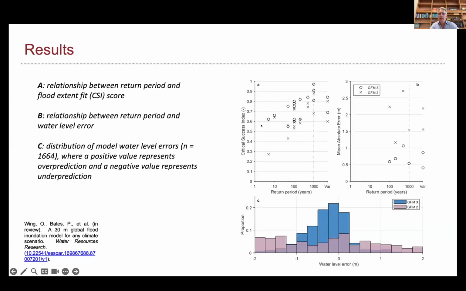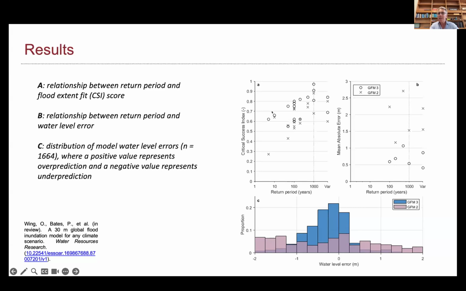If I take panel A first, this is the critical success index, the area matching metric. Each cross or circle is a different test case, and we've classified them according to their return period. The crosses are for our version 2 model, and the open circles are for our version 3. You'd obviously want to be getting better over time. Critical success goes from 0 where there's no overlap to 1 where there is a perfect match. So we want these numbers to get larger, we want the circles to plot above the crosses. And by and large, they do.